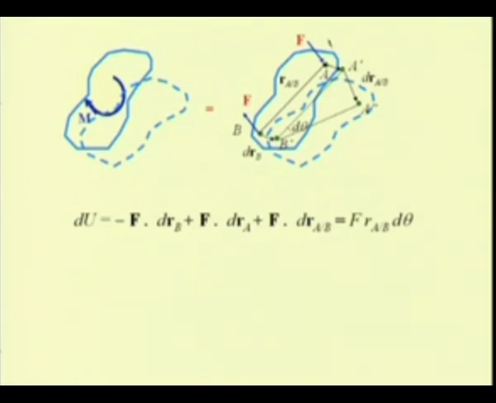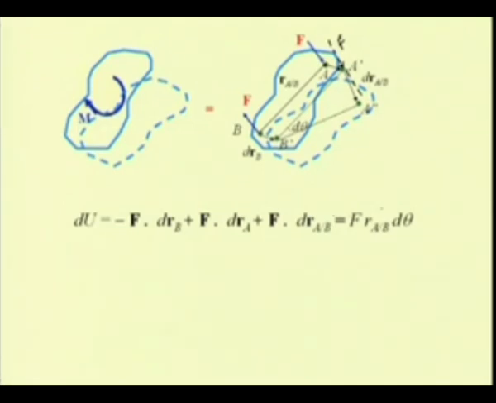So, I can just represent that the same force F is acting here, F dot the displacement vector, that is dr_B. Again they have the same sense, or the direction cosine of this vector is along the A prime vector. So, we have this work also as a positive quantity. This is equal to F r_A/B d theta.